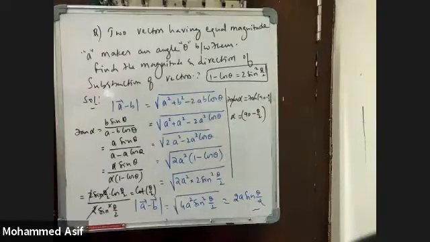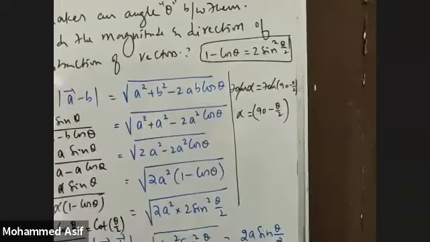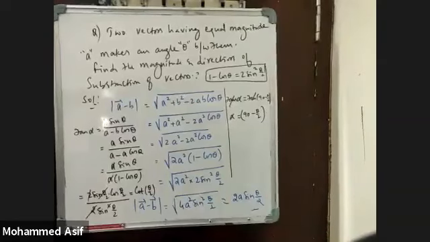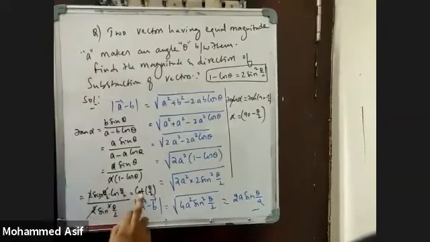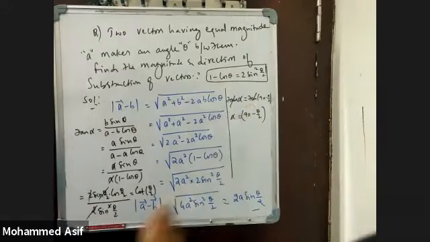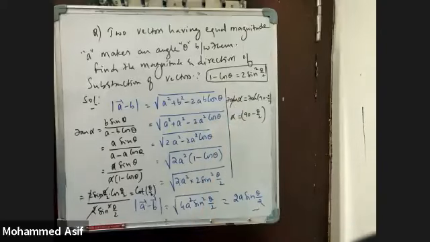Clear? Tan alpha is cot theta by 2. Cot theta is nothing but tan 90 minus theta. So tan gets cancelled. So alpha is equal to 90 minus theta by 2. So I hope you're clear with this one.